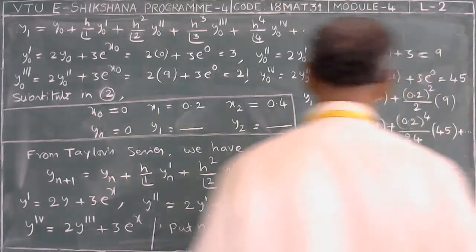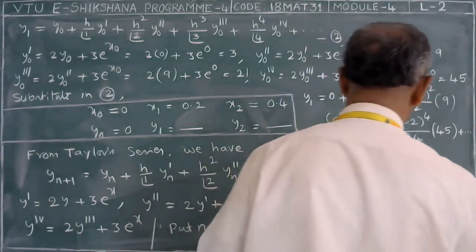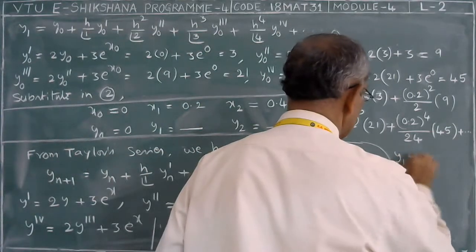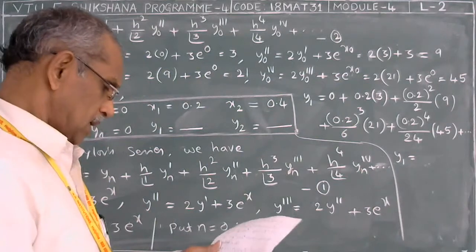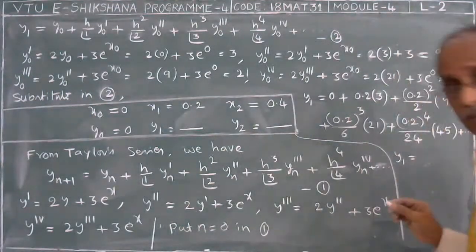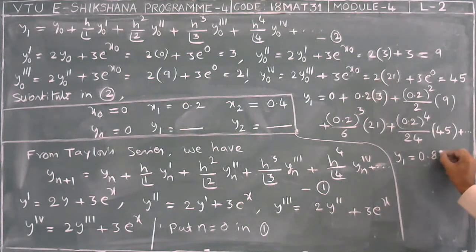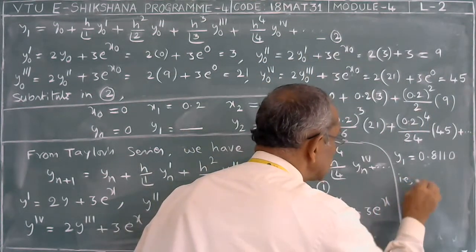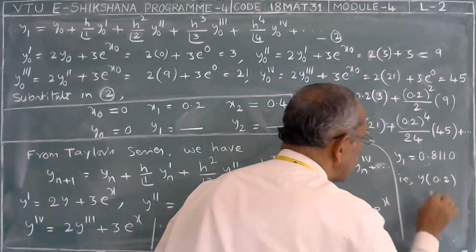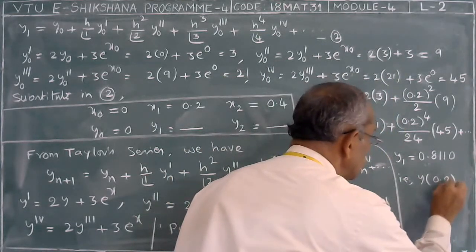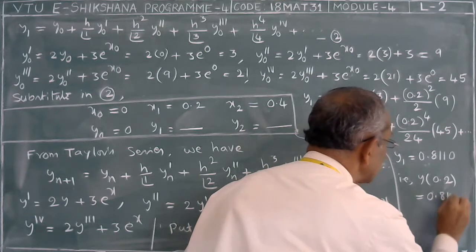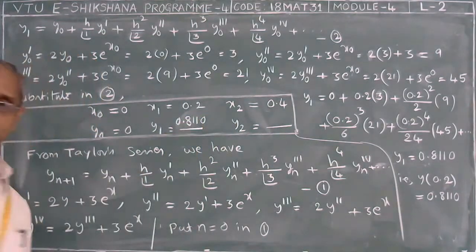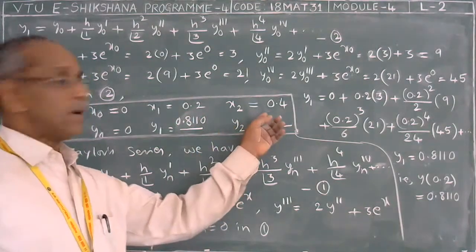So if you carefully compute, you get y1 equal to 0.8110. That is the value of y at x equal to 0.2, y at x1 is 0.8110. So this is the value.